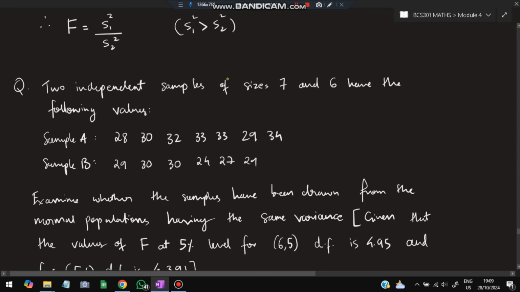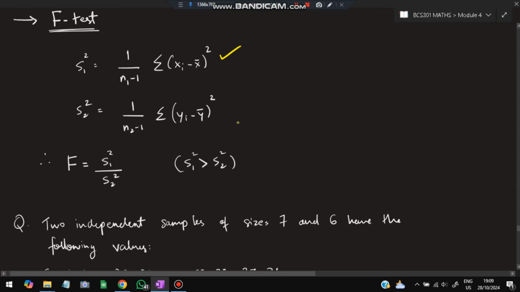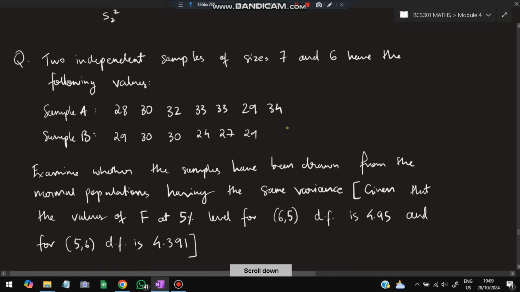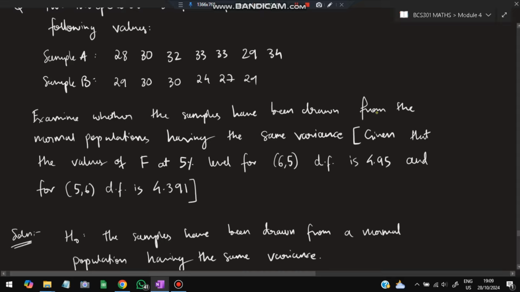Now see, the samples are 7 and 6 here. The numbers are given to us, so we have to use this formula to calculate S1 square and S2 square. 7 samples, 6 samples. Now examine whether the samples have been drawn from normal populations having the same variance. Now they have specifically mentioned F. They'll specifically mention if you have to use the F test. They'll give the value of F at 6,5, which is 4.95, and for 5,6 it is 4.391. Now for 6,5 and 5,6 both they have given. Let's see how to proceed with this one.